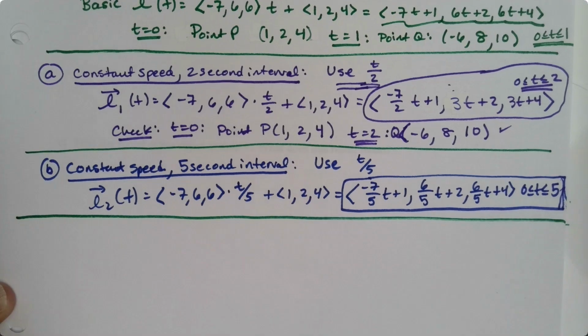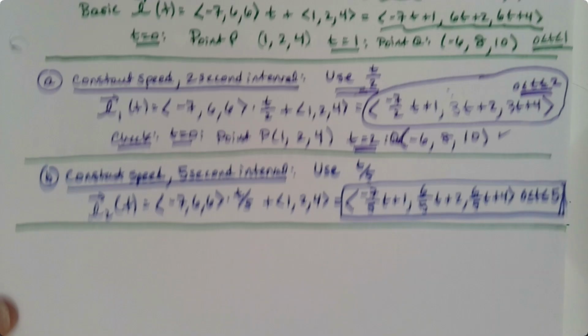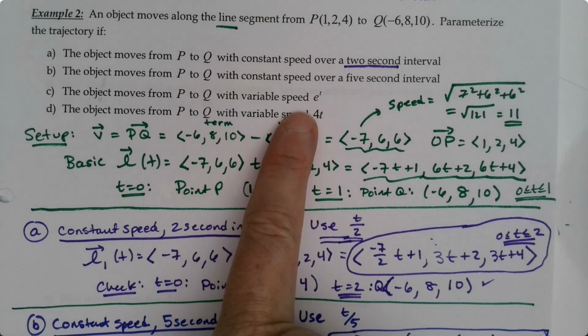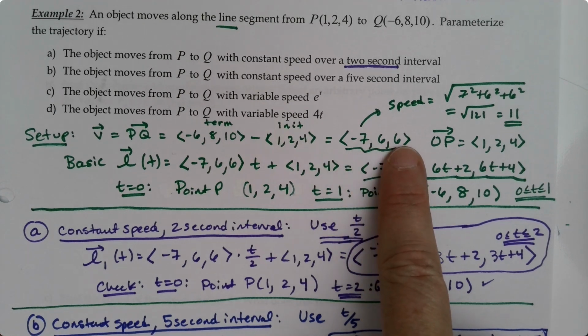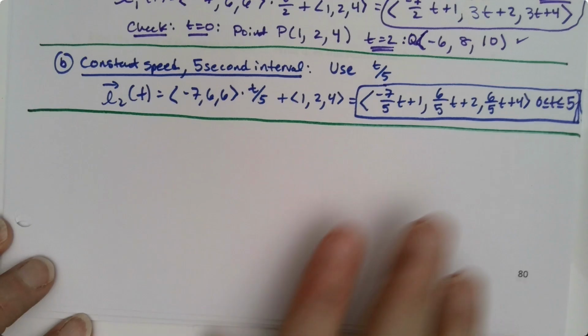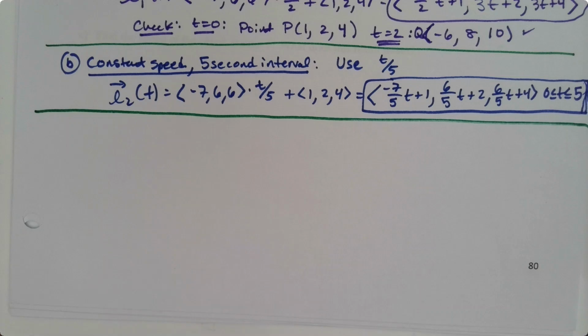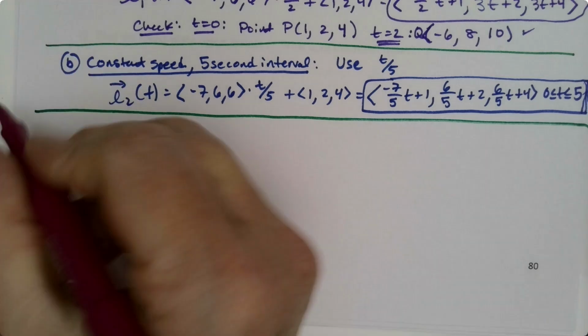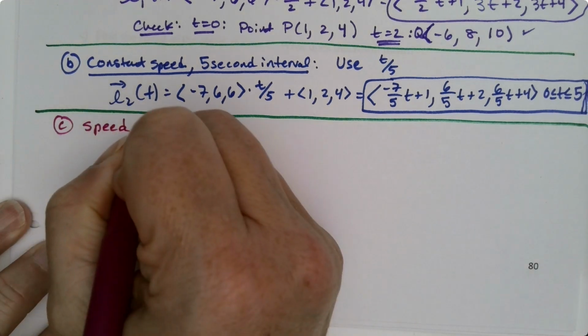Well, that's a bit trickier. Okay, so I want to vary my speed, and I want to make it e to the t. Now remember, the speed of the original is 11 because that's the square root of 7 squared plus 6 squared plus 6 squared. So if I want a speed of e to the t, I'm going to have to do a little bit of work here. So let's take letter C. Speed e to the t.